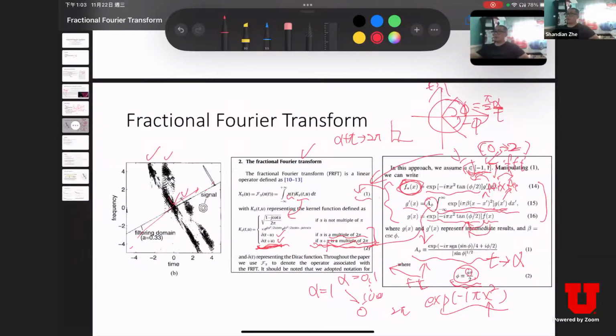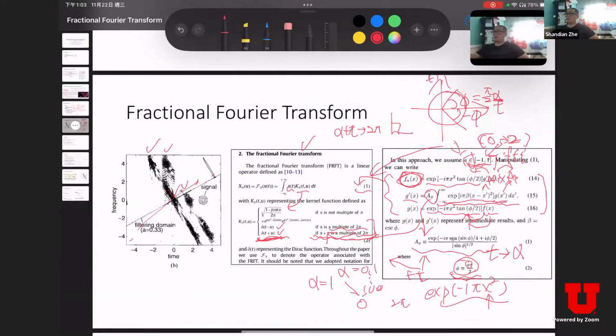Yeah, but in the original definition of the fractional Fourier transform, you don't have a restriction on alpha values. If alpha is not a multiple of pi or 2 pi and so on, you always have a valid definition, right? Yeah, we just don't handle the special case from it. Okay. Mm-hmm.